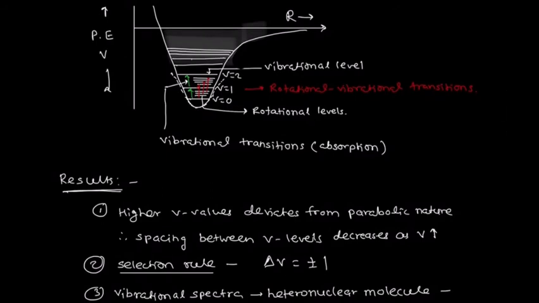That transition may be absorption or emission of radiation. Which transitions are spectroscopically allowed, we decide from the selection rule. The selection rule is delta v equal to plus or minus 1. When it is plus 1, the transition occurs from a lower to a higher energy state, which is the absorption region, and when it is minus 1, it is the emission of radiation from a higher to a lower state.